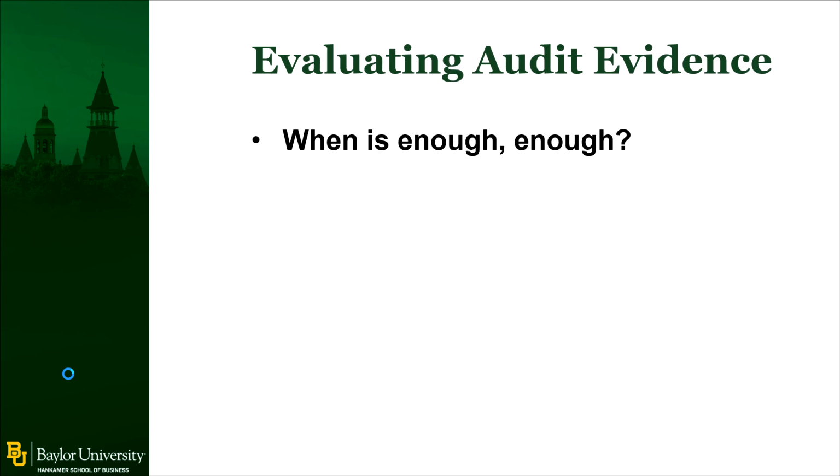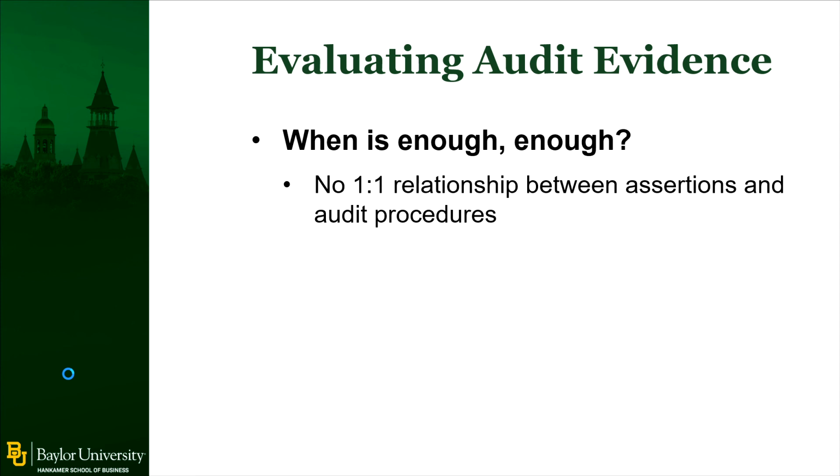We've talked about determining whether we have sufficient appropriate audit evidence really is determined by the auditor's professional judgment. And while it is a factor of the risk of material misstatement, the materiality level, and appropriateness, there's really no one-to-one relationship between assertions and audit procedures. Auditors just have to sit down and consider all of the risks that are present, what management has done to mitigate those risks, and what is the most effective and efficient way for them to respond to gain evidence to provide reasonable assurance on the financial statements.